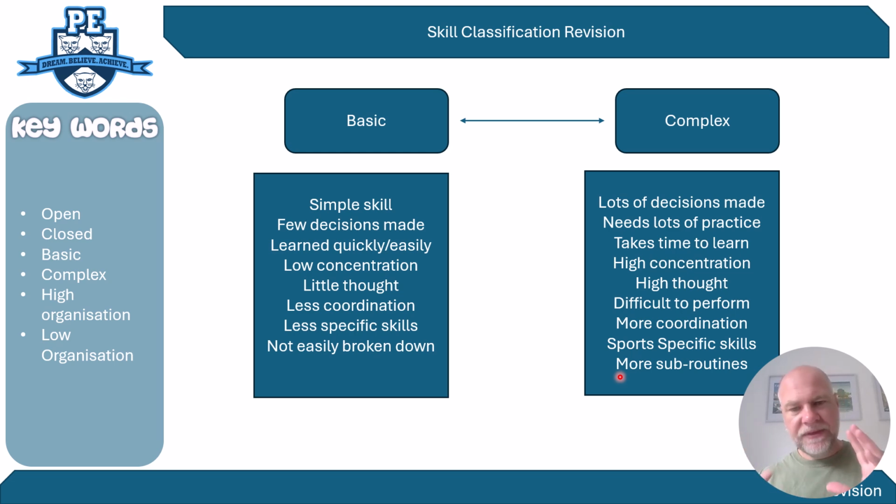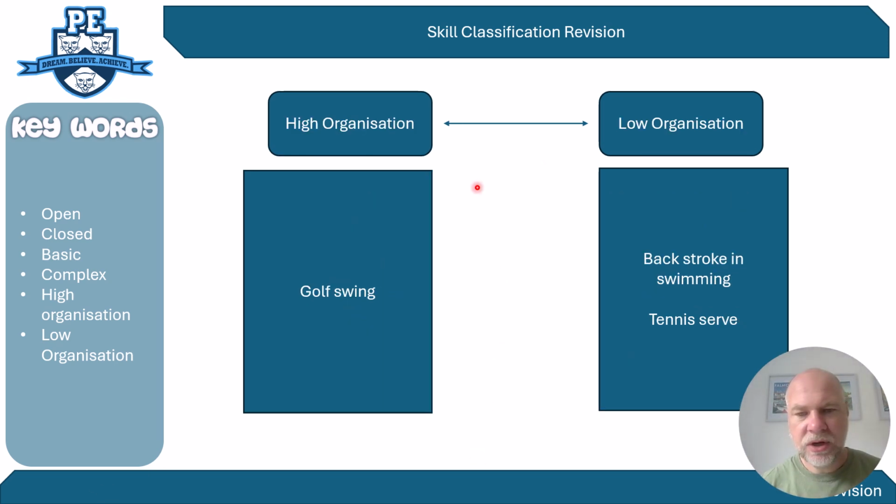Now, this is probably the second most common area that they ask questions on. So usually open and closed is the most common, followed by basic and complex skills. So there's a very high chance that one of the exam questions will be focused on this area. And then that leads us to high organisation and low organisation. And like I alluded to earlier, there's less chance of this being asked. It is asked, but a little bit more rarely, usually on a multiple choice rather than an explanation. But that doesn't mean it won't come up in your answer with an explanation.